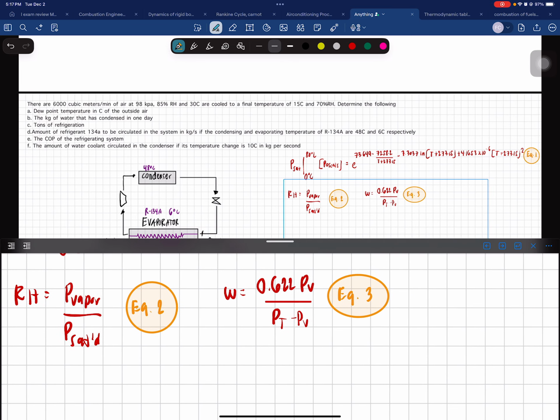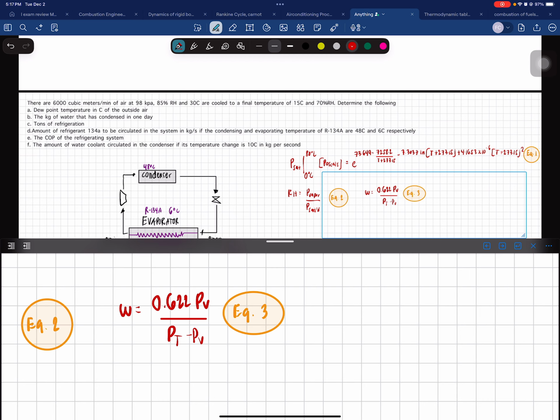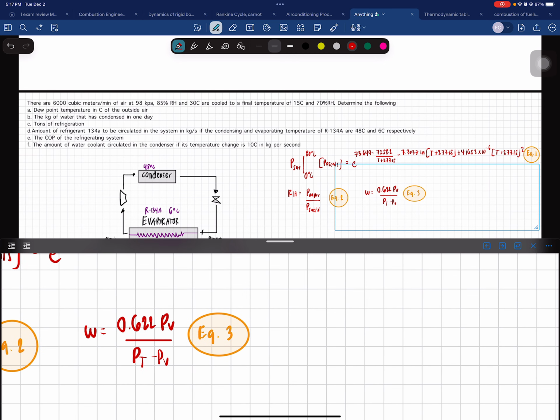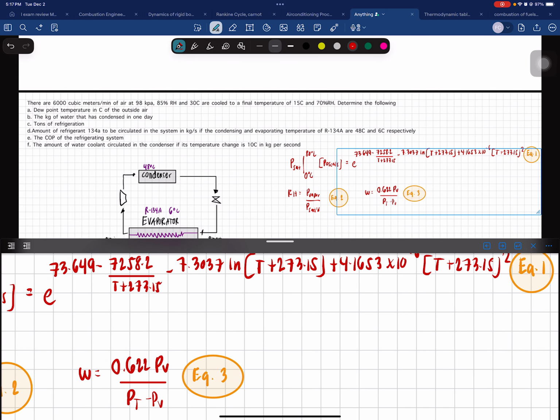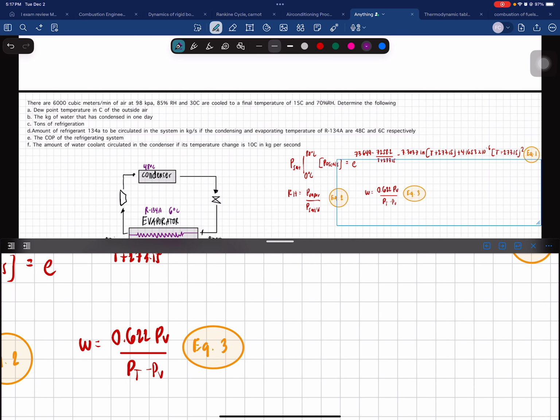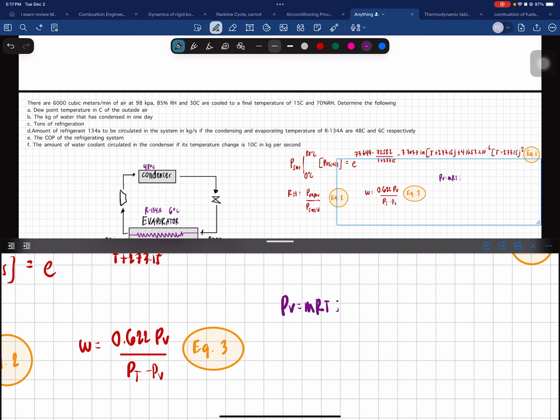What else do we need? We need the ideal gas equation, but in this case, since the ideal gas equation is PV equals mRT, we will not use the universal R, which is 8.314. We'll use the gas constant for air, which is 0.28708 kilojoules per kilogram Kelvin.